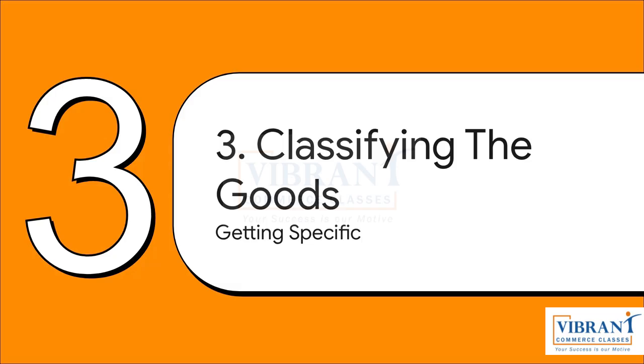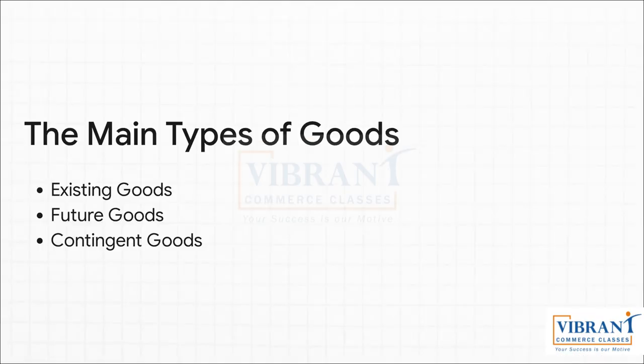So we know what goods are, but not all goods are created equal, at least not in the eyes of the law. Let's get more specific and look at how they're classified. This is super important. It all boils down to one simple question. Do the goods actually exist, and does the seller have them when the contract is made? Based on that, we get three main types: existing, future, and contingent goods.